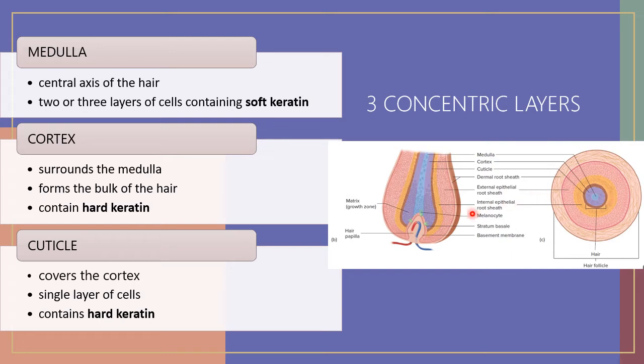While your cuticle is here. Cuticle, itong dark brown, no? Ito. This covers the cortex, so siya yung outer layer. This is a single layer of cells and contains also hard keratin. Okay? The edges of your cuticle cells overlap like shingles on a roof. No?